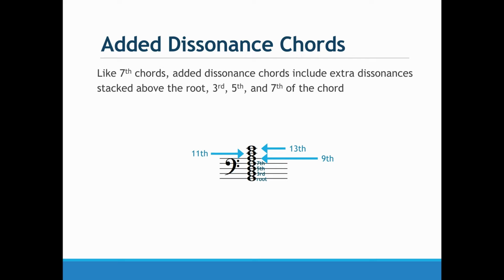Like seventh chords, added dissonance chords include extra dissonances that are stacked above the root, third, and fifth of the chord. Much in the same way that we added a seventh by adding another note a third above, we're going to keep on adding notes that are a third apart to create our 9th, 11th, and 13th. For example, on a G major chord, G, B, and D, we stack up another third to get our 7th, F, another third to get our A, up another third to get our C, and up another third to get our E.